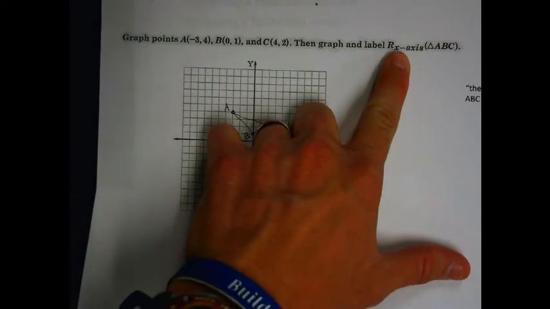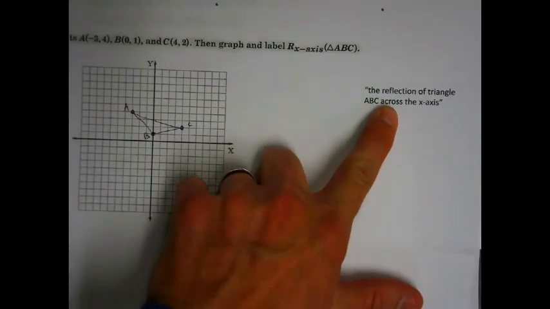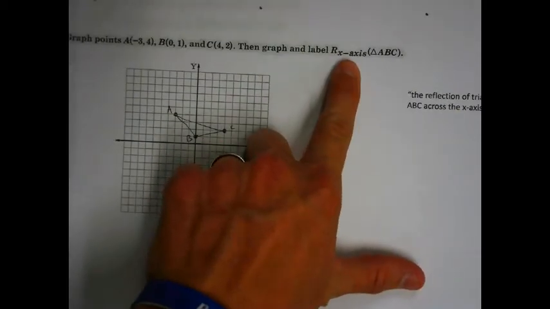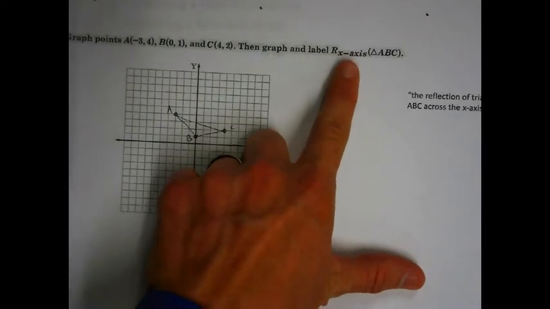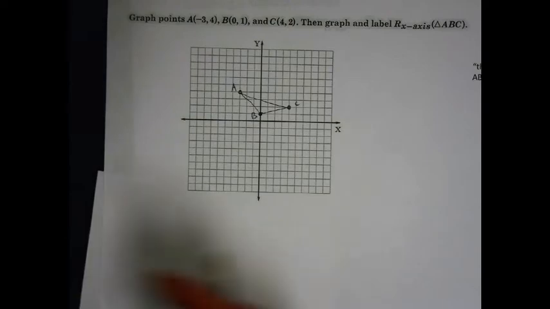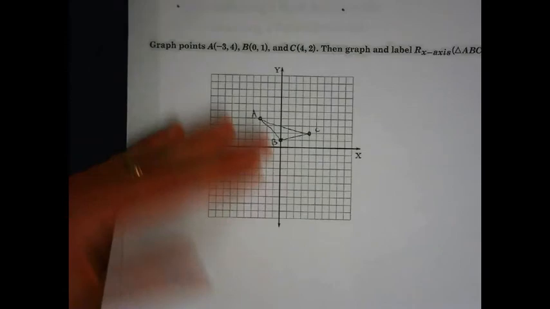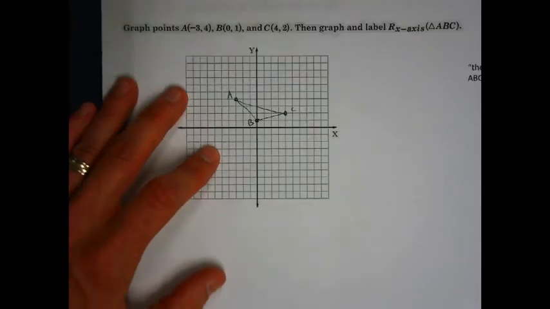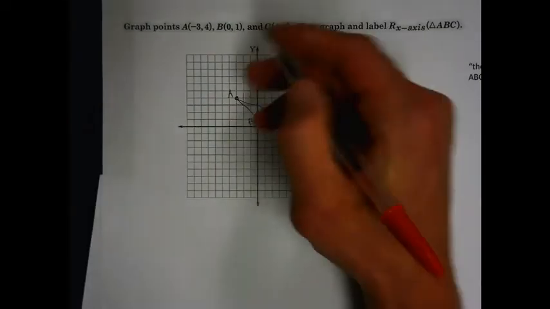How do we read this? The reflection of triangle ABC across the x-axis, right? That subscript is the x-axis. So we're going to be reflecting it. So it's going to be reflected across the x-axis. Oh, I thought I messed up, but I didn't. So that's what's happening. We're going to reflect it across the x-axis. So the same thing. Can you count? Well, then let's do it.